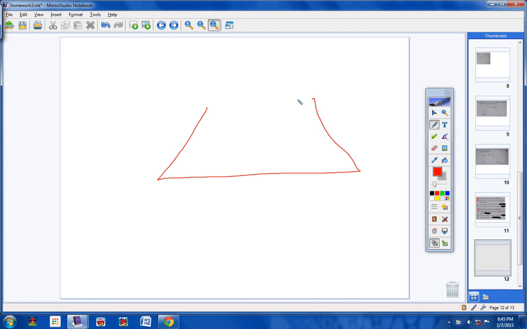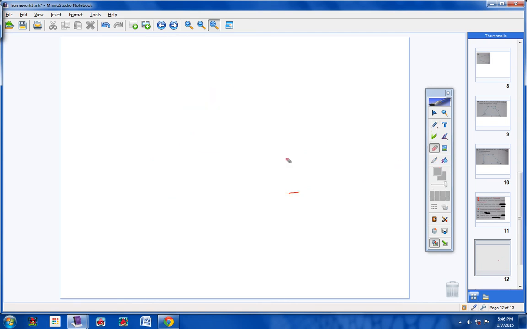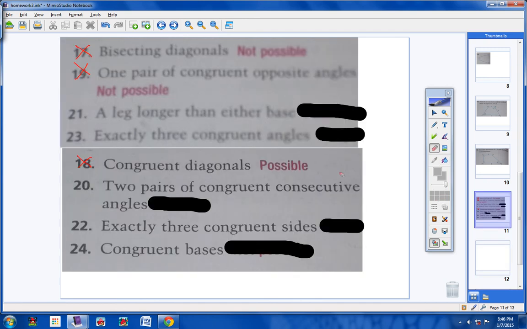Here's an isosceles trapezoid. These two angles here have to be congruent, and these two angles here have to be congruent. So look what you have. You have two pairs of consecutive congruent angles. Consecutive means side by side. So here's one pair of consecutive congruent angles, and here's another pair. So yes, it is possible. An isosceles trapezoid will always have consecutive congruent angles. It doesn't always happen because sometimes your trapezoids are not isosceles, but if it's isosceles, it's possible.